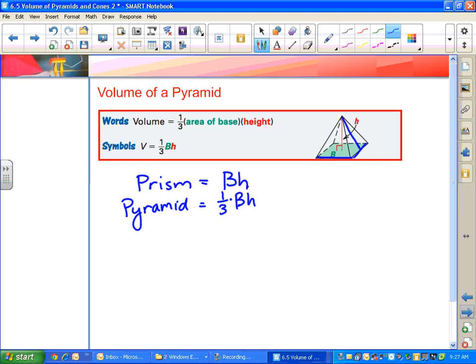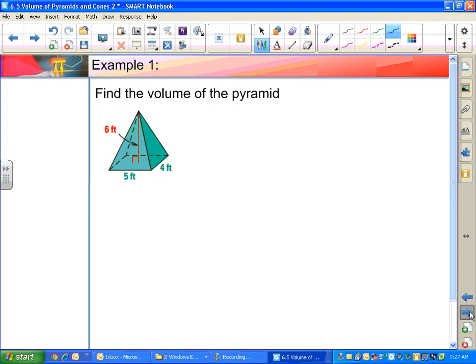Remember, the slant height might be the value that's given to us, but we can find the height by drawing in that triangle inside of the pyramid like that and looking at that little right triangle right there and using the Pythagorean theorem if we need to find the height. So let's do a couple examples with pyramids. Let's find the volume of this pyramid.